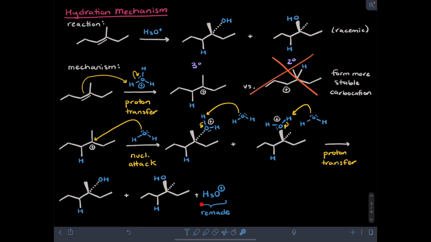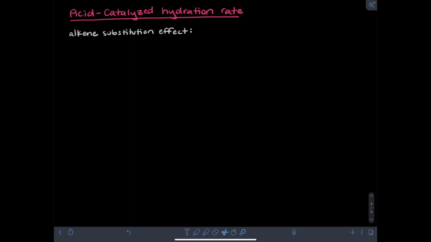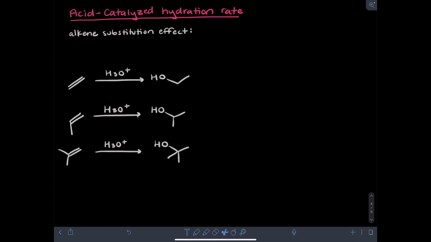Therefore, it makes sense that we're remaking an equivalent of H3O+ at the end of our mechanism, so it could go on to catalyze another one of these reactions. There's an interesting trend that's observed in the alkene substitution effect for acid-catalyzed hydrations. Let's consider the following 3 reactions.